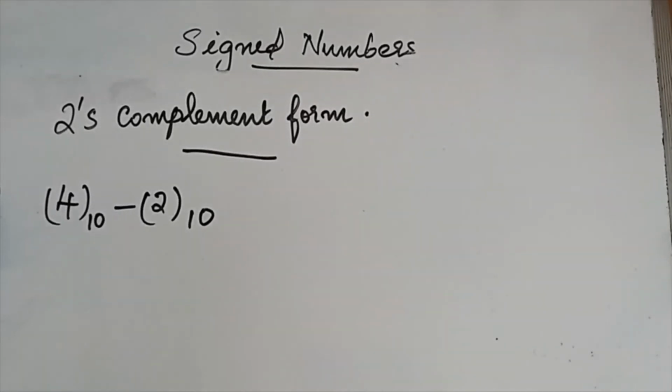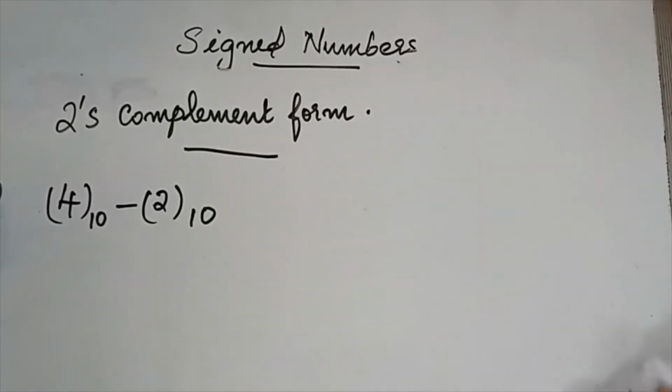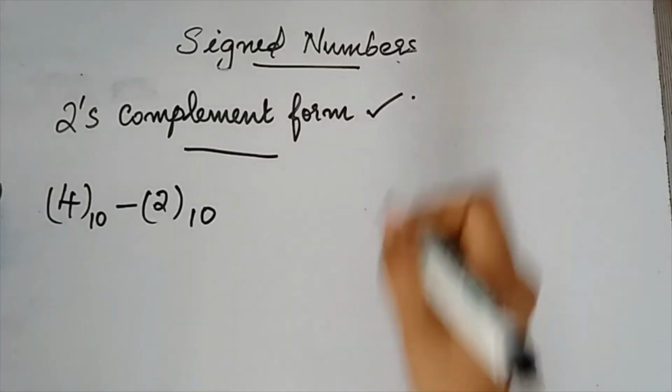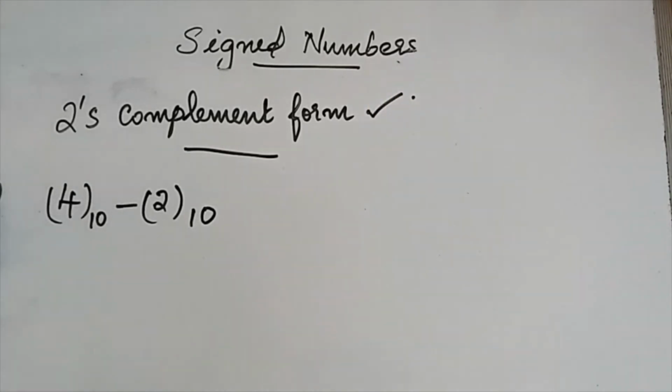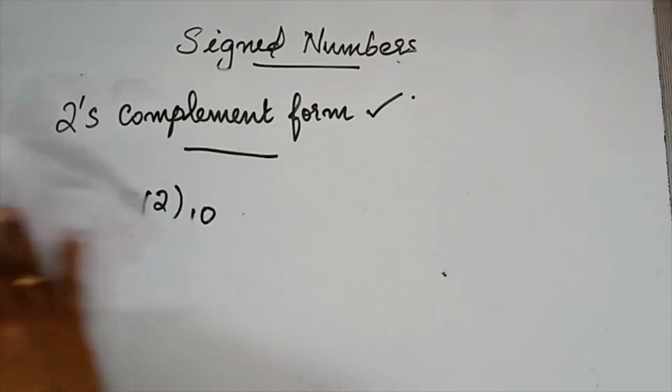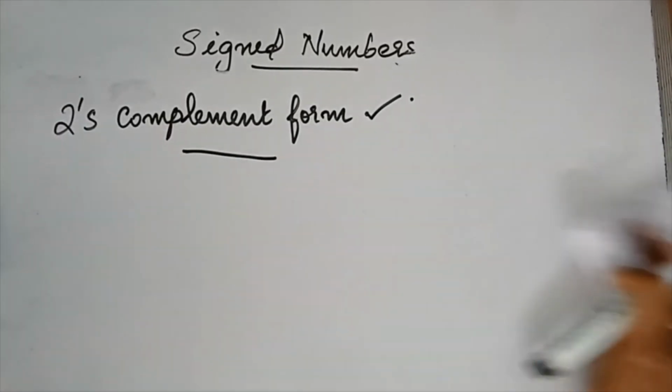So for that, we need to know the 2's complement form. Okay, so for any binary subtraction which we will be dealing with, we'll be using the 2's complement form. So how to find the 2's complement form? We'll discuss that and then come to the subtraction.